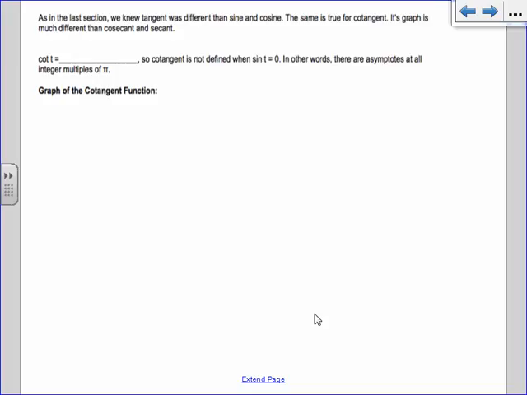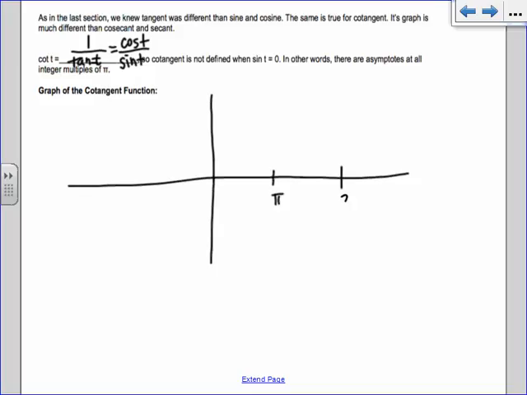Okay, so it says in the last section we knew that tangent was different than sine and cosine. The same is true for cotangent. Its graph is much different from cosecant and secant. It's going to look like tangent basically. It will just be the opposite direction. So cotangent equals 1 over tangent, which would be the reciprocal of, so tangent was sine over cosine, so this ends up being cosine over sine. So it's not defined when sine is equal to 0. So again, there's going to be those asymptotes wherever sine is equal to 0, which is pi, 2 pi, 0, and so on. So we're going to have these asymptotes.